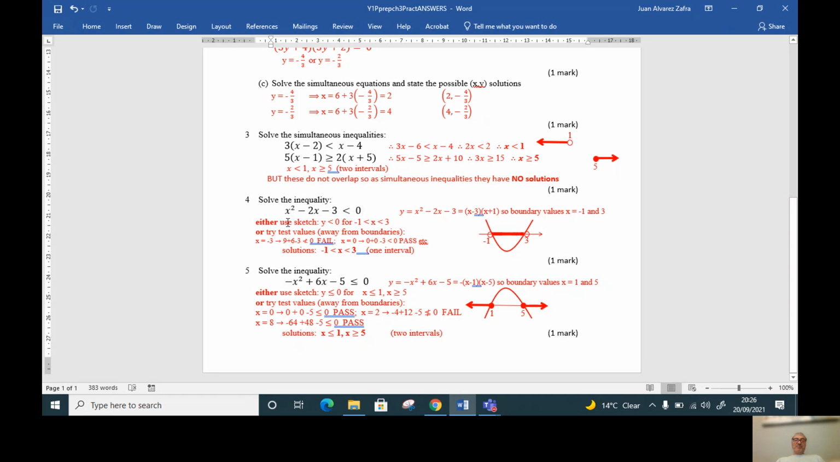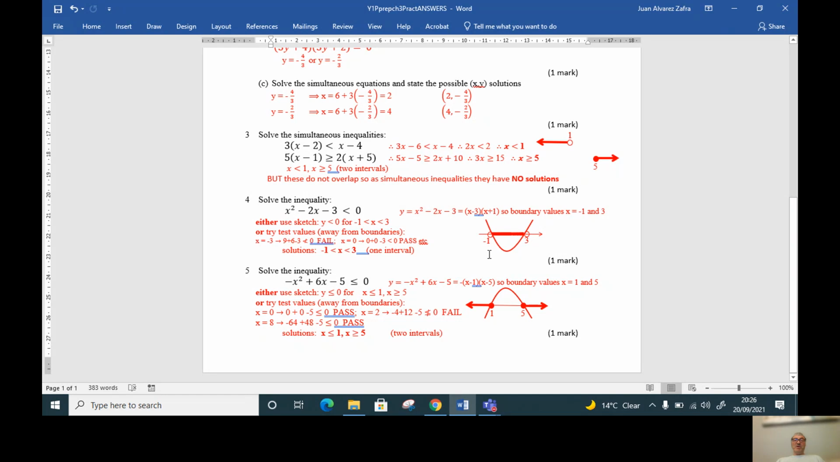So there are a couple of methods, but in both methods, the first thing to do is to find out when the quadratic equals 0. So rearranging the quadratic until we have 0 on one side. So we want to know when this quadratic is less than 0. So let's look at when it equals 0. Well, by factorizing, we can see that it factorizes to (x minus 3)(x plus 1). So this quadratic equals 0 at -1 and at 3.